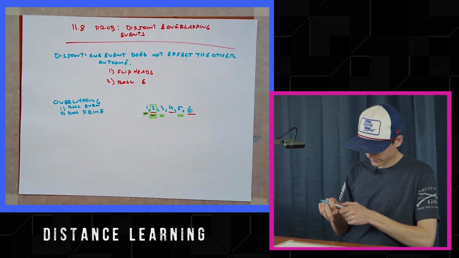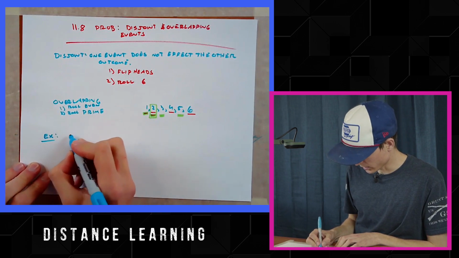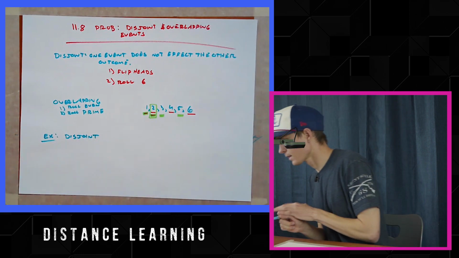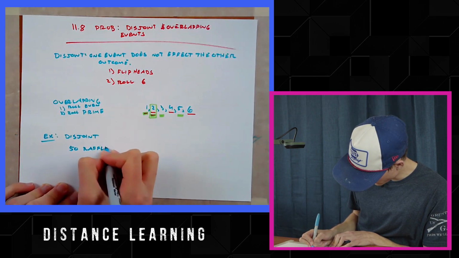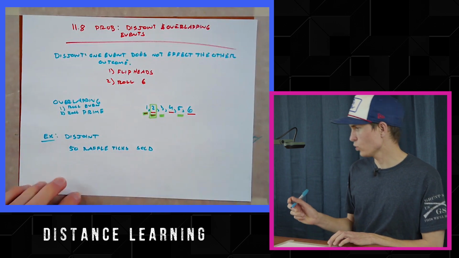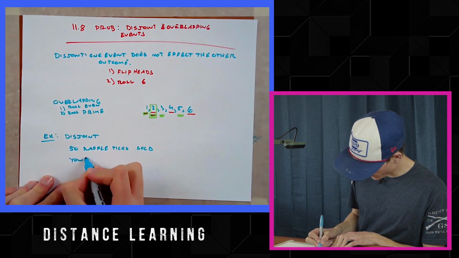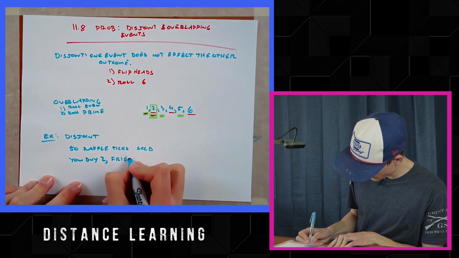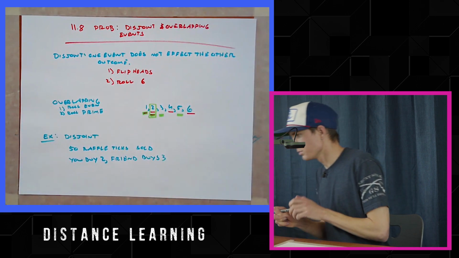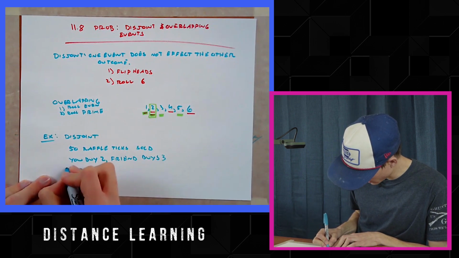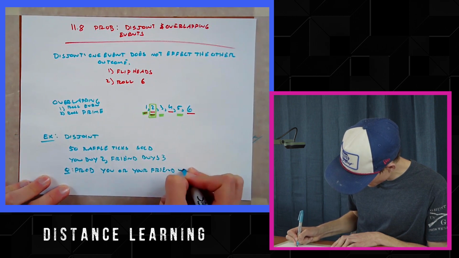So, an example. This is for disjoint. 50 raffle tickets sold. You buy 2. Your friend buys 3. What is the probability that you or your friend wins?